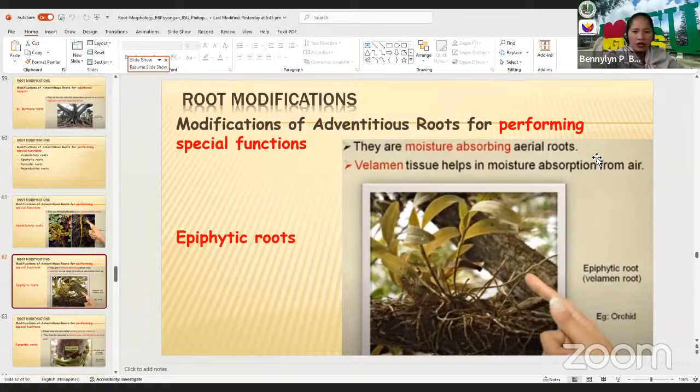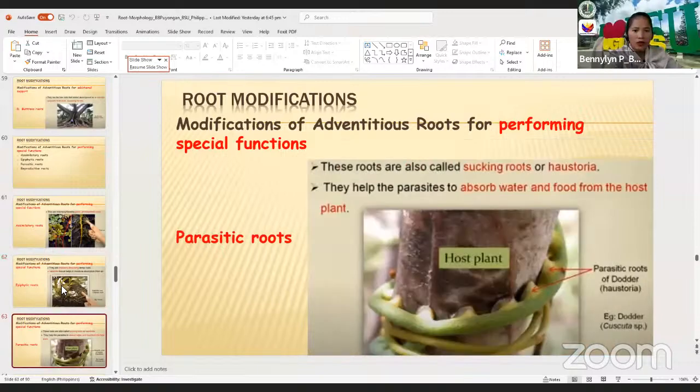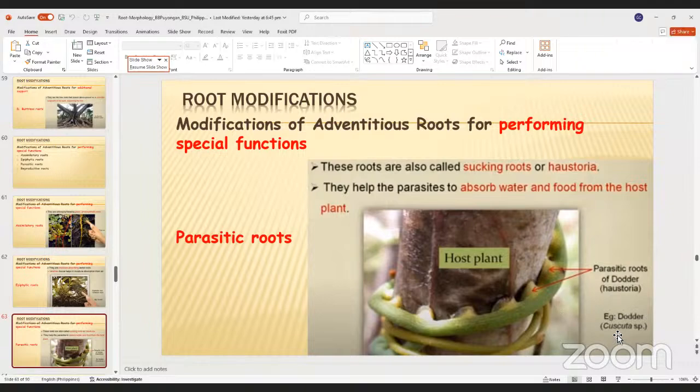They are moisture absorbing aerial roots. So this one, the epiphytic roots. The velamen tissue helps in moisture absorption from the air. So that's why sometimes the epiphytic root is termed as the velamen root. It is observed in orchids. For the parasitic roots, these roots are called sucking roots or haustoria. They help the parasite to absorb water and food from the host plant. So taking a look at the picture, we have here the host plant, and surrounding it, there are parasitic roots of dodder or haustoria. Dodder is Cuscuta sp.